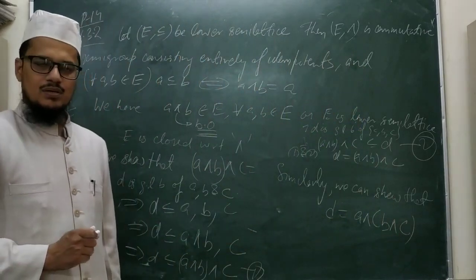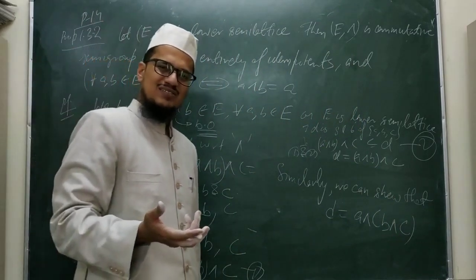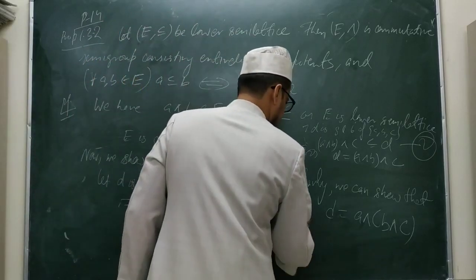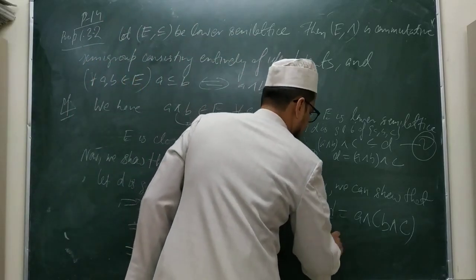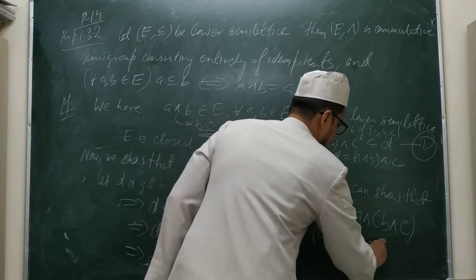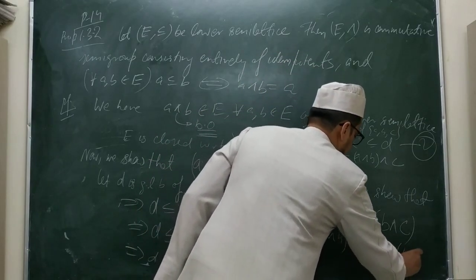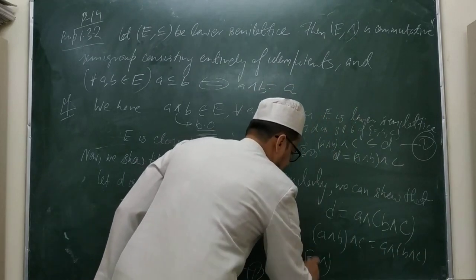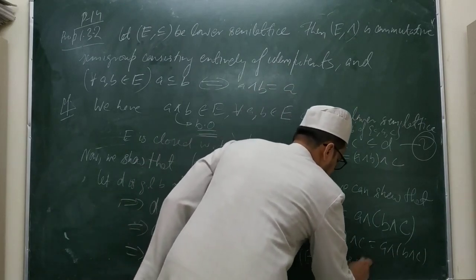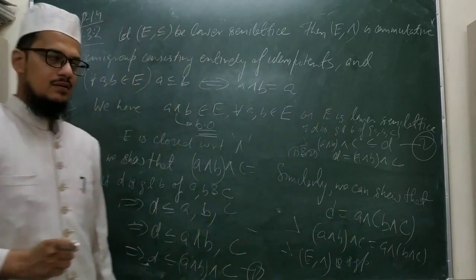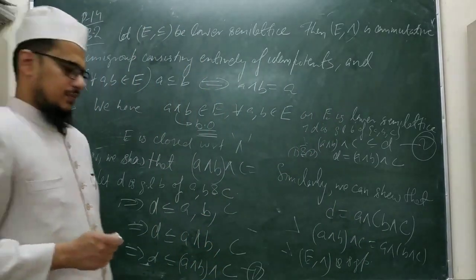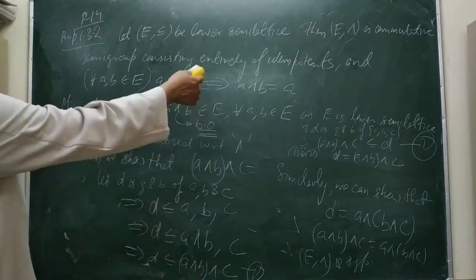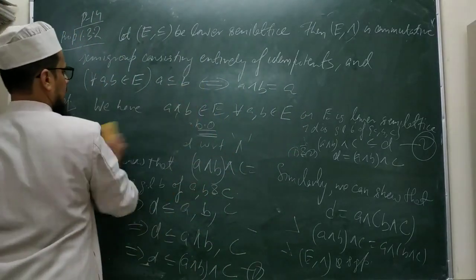Now, since the greatest lower bound is unique, correct? Therefore, A meet (B meet C) is equal to (A meet B) meet C. Therefore, E with this is a semigroup. Correct? So it is a semigroup. Now the remaining portion is trivial.